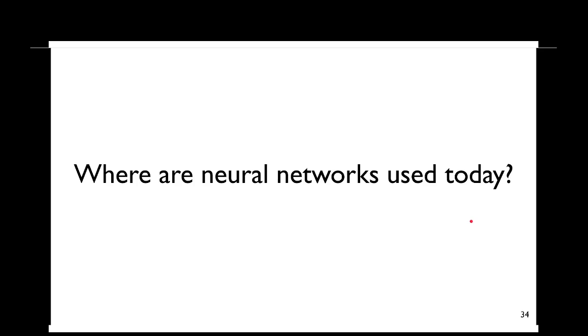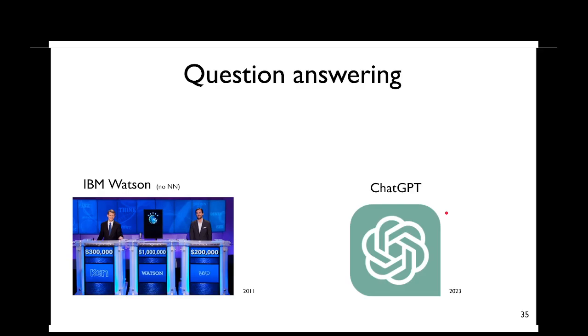So, where are these neural networks used today? Because of course we see very prominent examples like ChatGPT, but there's more. So first of all, let's stick to ChatGPT. It has, of course, a history.